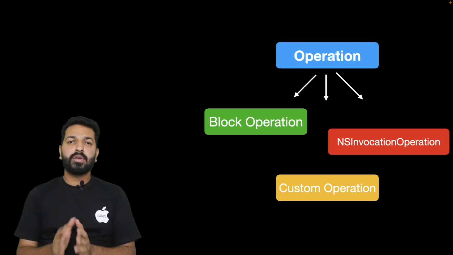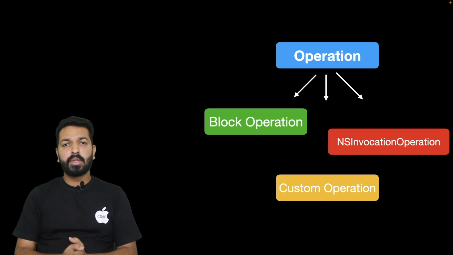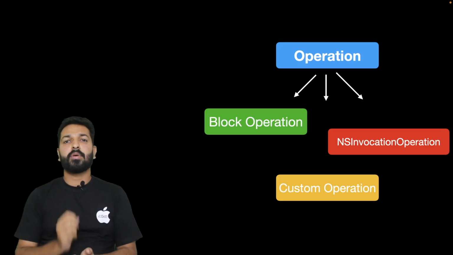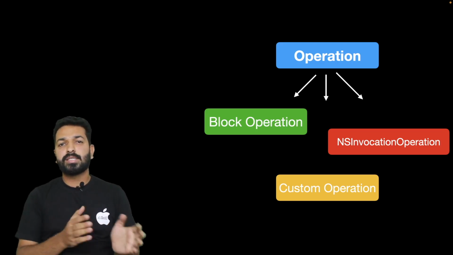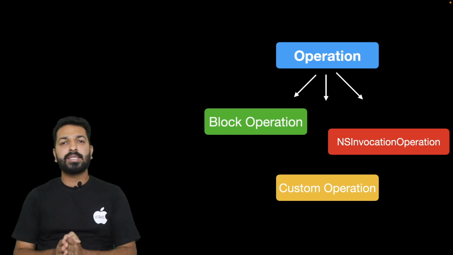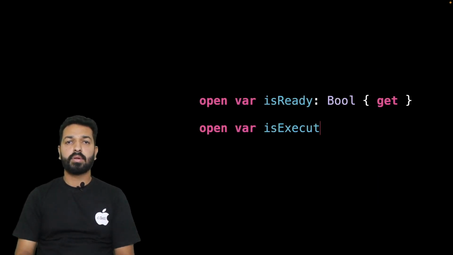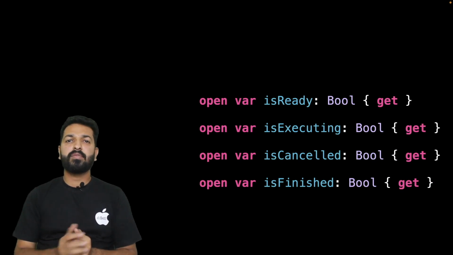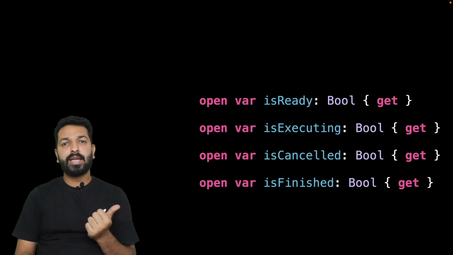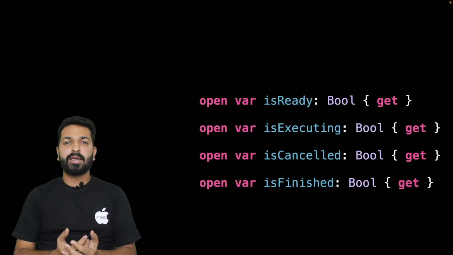Now we are almost done with the theory of operations and operation queues, except the state of an operation, which we have been discussing since the start of this video. So what are these states? An operation can exist in any of the following states: ready, when the operation is ready to be started. This happens when the object is instantiated.